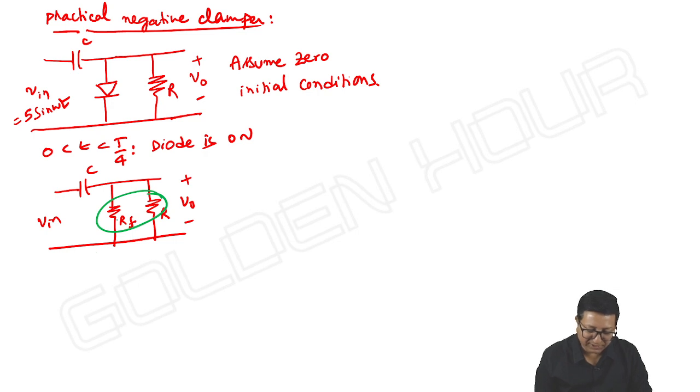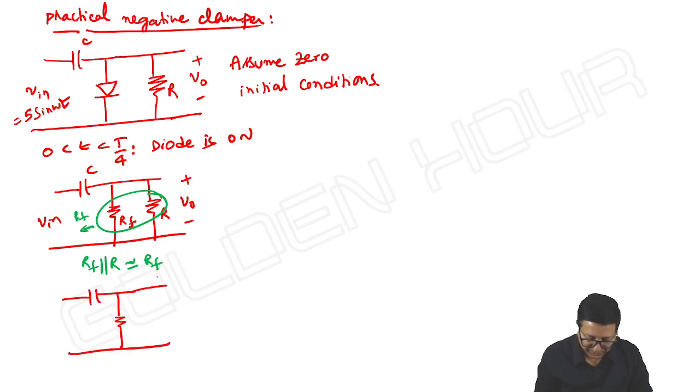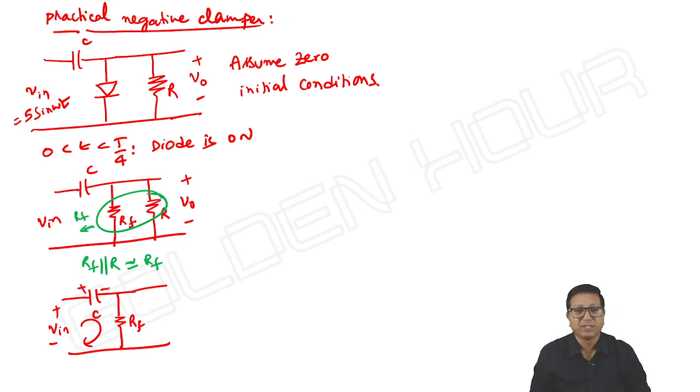So RF parallel with R, its equivalent is RF only. RF parallel with R is approximately equal to RF. So the equivalent circuit now looks in a similar fashion. Even less than RF, strictly speaking. This is how the current flows and this is how the capacitor charges. So the circuit is the same as the previous one. Is it not so? So the capacitor rapidly charges towards input with a time constant RF into C.